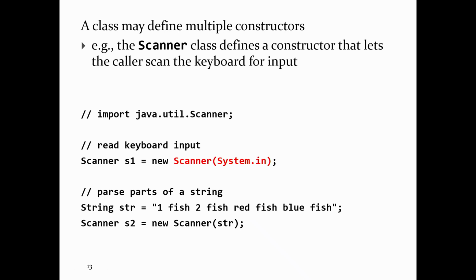There's a Scanner again, right? So again, there's two different calls, there's two different constructors being used here, right? One takes in this thing called System.in. Its exact type is not important, right? The other one takes in a string, right? So classes can and often do have many constructors.